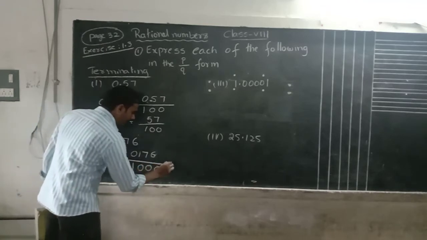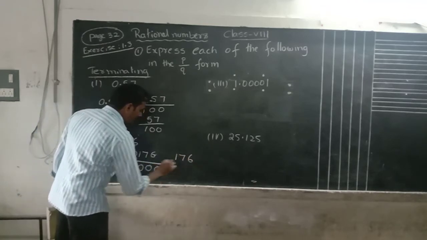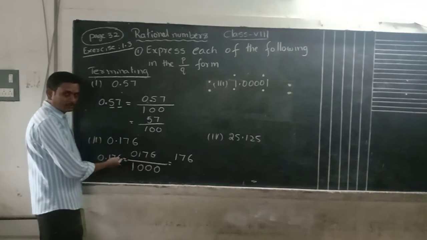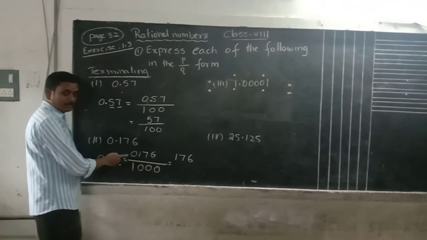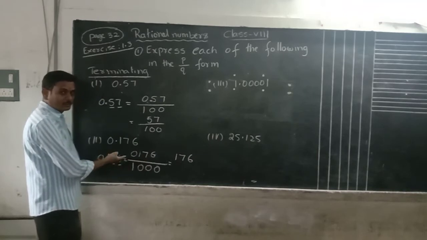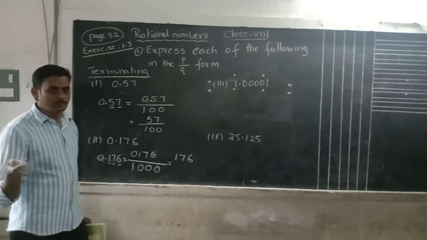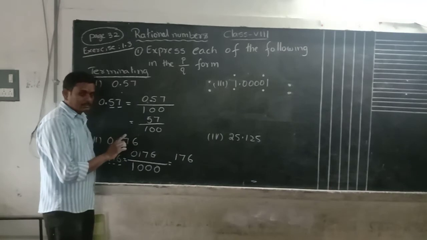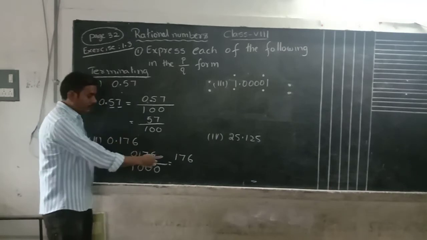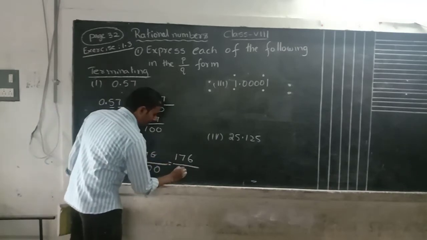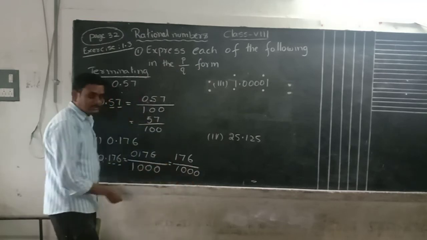That means we can write this as 0176, and the 0 we need not consider, because this is at the thousands place. Zero thousand we can't read as 0,000 176. We read 176 only. So 176 by 1000. Is cancellation possible?